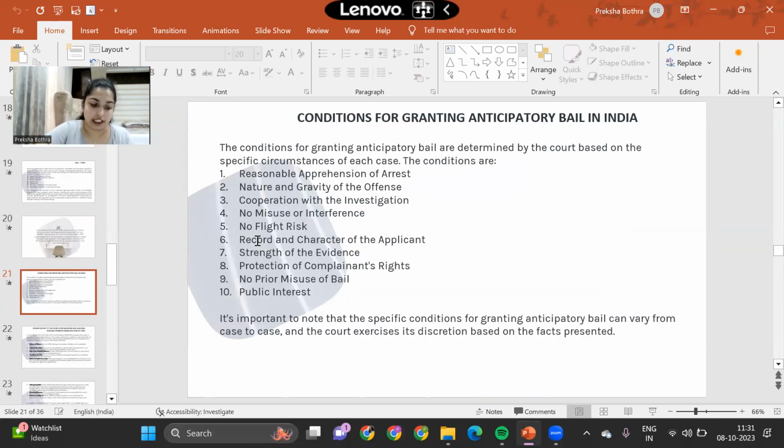Now, these are the conditions for granting anticipatory bail in India. First, there is the reasonable apprehension of arrest. You have a genuine and reasonable belief that you might get arrested. Okay, that is the first condition. Condition number 2, nature and gravity of the offense. The court considers the nature and seriousness of the offense for which anticipatory bail is sought. In some cases, such as heinous crimes, the court may be less inclined to grant anticipatory bail. Again, if you're smart enough, you will be able to convince the court to grant you anticipatory bail. This is again all on the kind of advocate you choose or the kind of reasoning that you have before you apply for the bail.